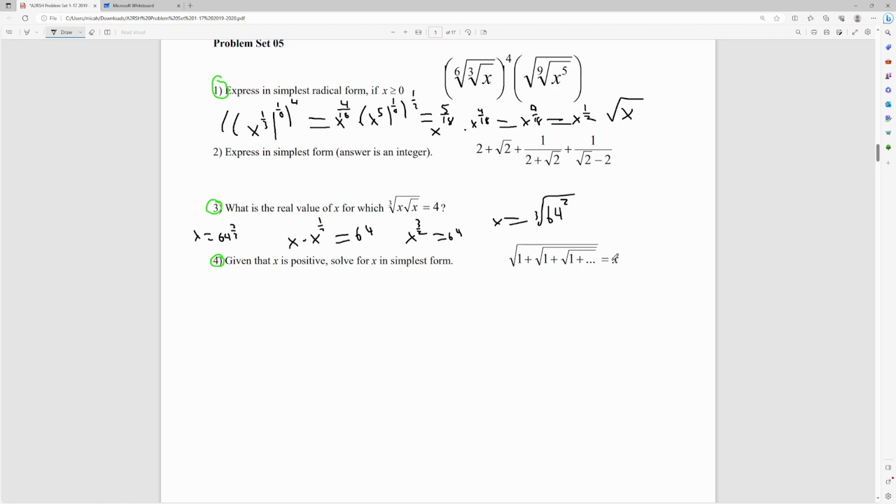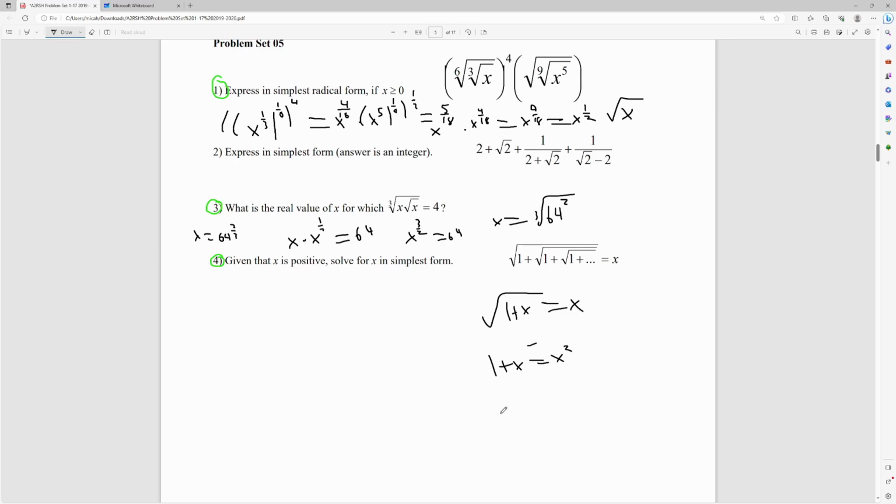So, we know that x is equal to the square root of 1 plus the square root of 1 plus the square root of 1 plus forever and ever. And we see that we have x inside of itself. We have the square root of 1 plus the square root of 1 plus inside of itself forever right here. So this is just the square root of 1 plus x equals x. Let's square both sides to get 1 plus x equals x squared.